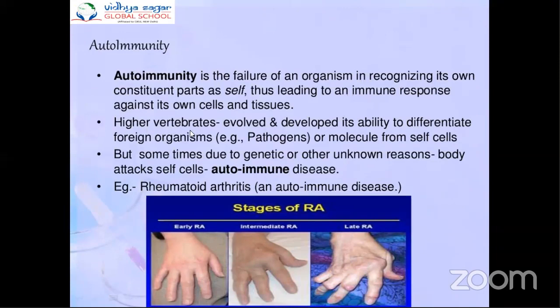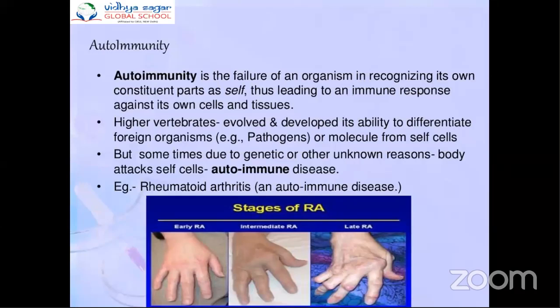Higher vertebrates evolved and developed the ability to differentiate foreign organisms, that is pathogens or molecules, from self cells. So our body knows which is our own cell and which is the foreign particle. But sometimes, due to genetic or other unknown reasons, the body attacks self cells, causing autoimmune diseases. An example is rheumatoid arthritis.